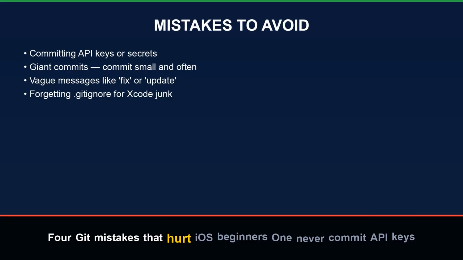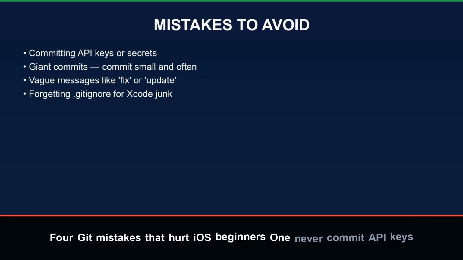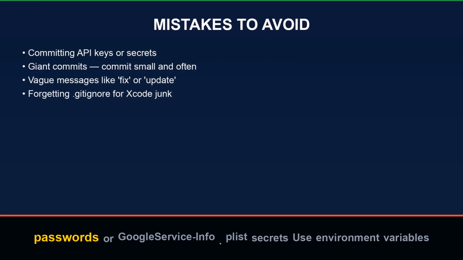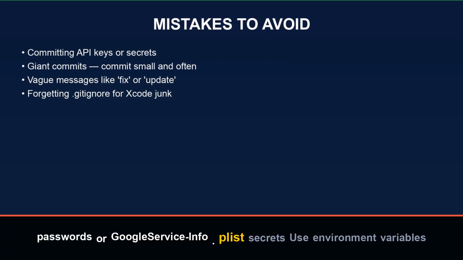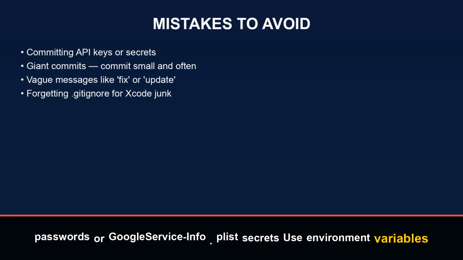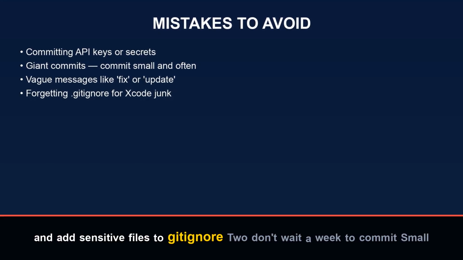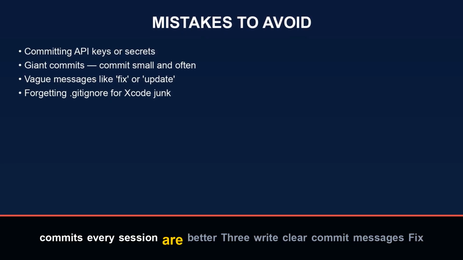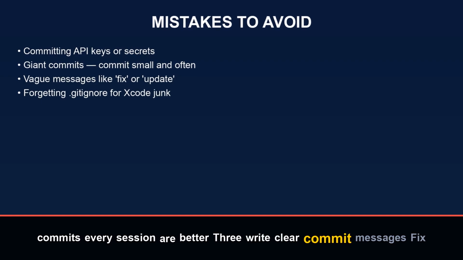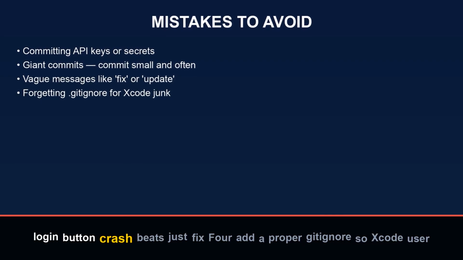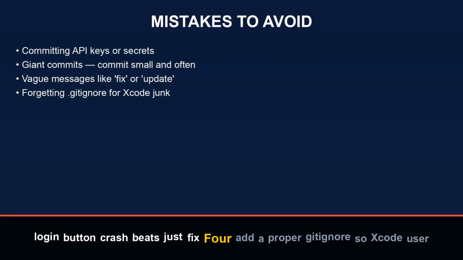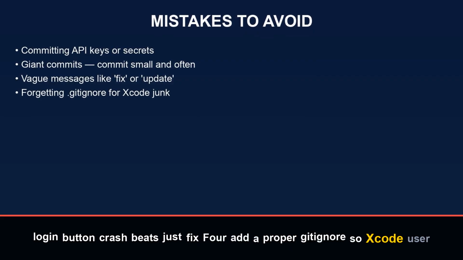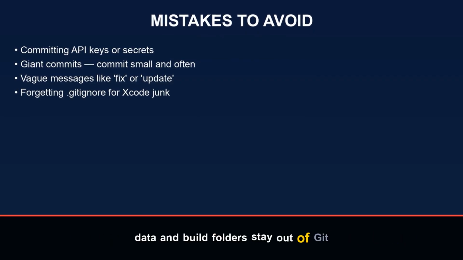4 Git mistakes that hurt iOS beginners. 1. Never commit API keys, passwords, or Google Service Info plus secrets. Use environment variables and add sensitive files to Git ignore. 2. Don't wait a week to commit. Small commits every session are better. 3. Write clear commit messages. Fix login button crash beats just fix. 4. Add a proper Git ignore so Xcode user data and build folders stay out of Git.